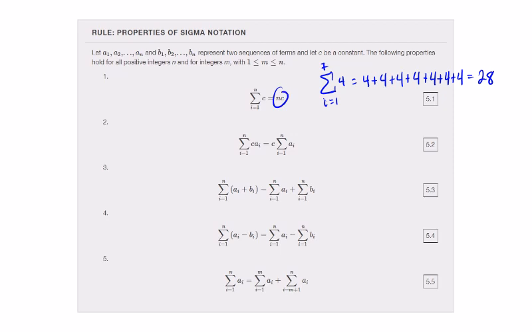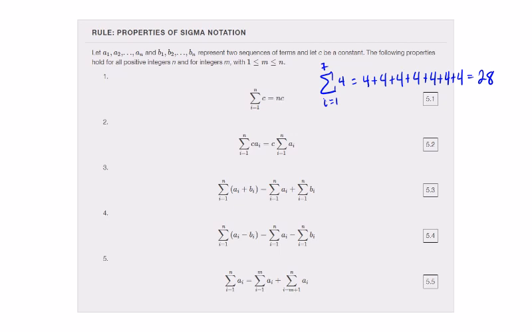So that's why you just multiply the constant times however many you're adding, right? As long as you're starting at 1, this is true. If you go from 1 to n, that means you're going to be adding n of these constants. And so another way to say to add n constants is to multiply n times the constant.